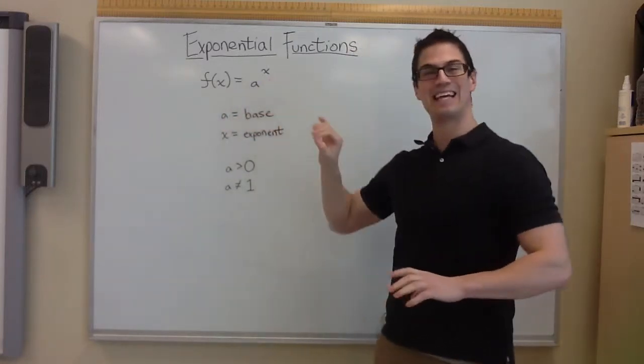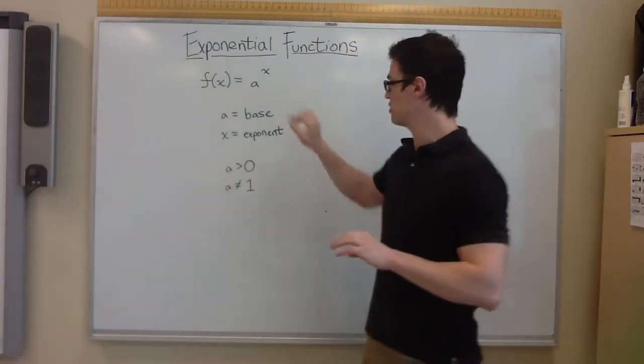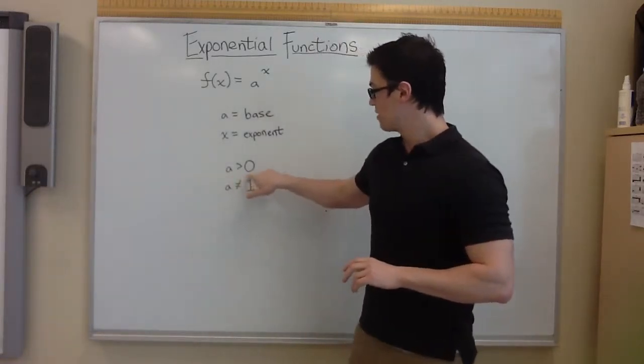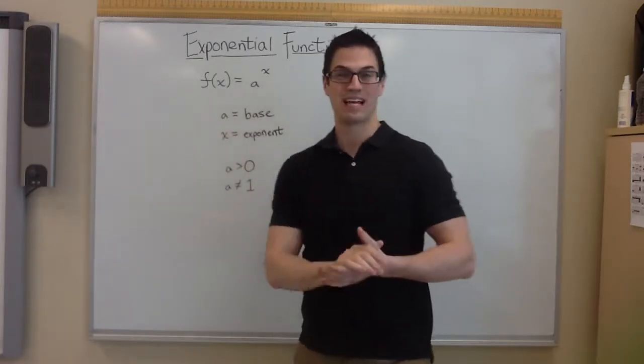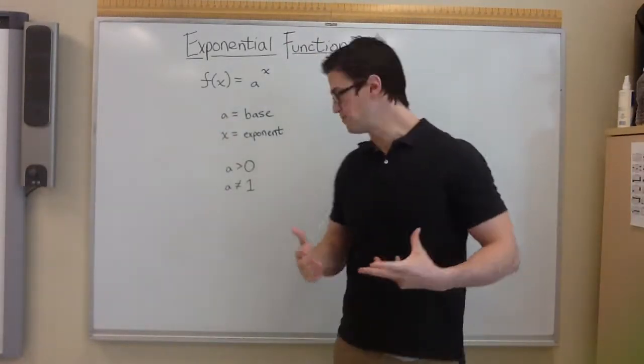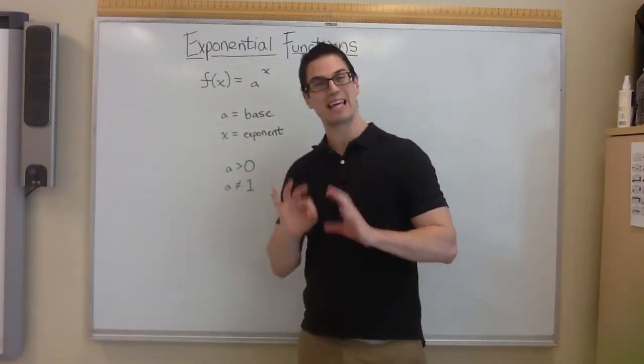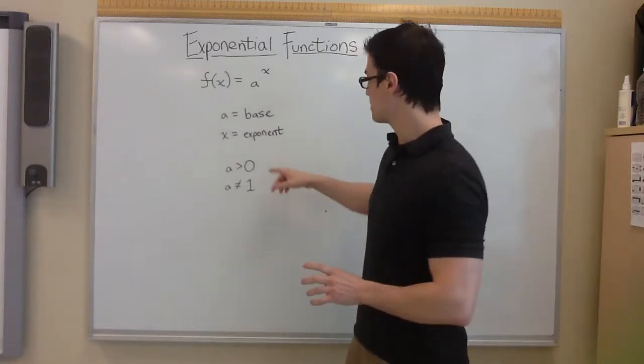f of x equals a to the x power. This would be considered an exponential function if a is greater than 0. So you can't have any negative a's, and you can't have it be equal to 0, because then it would be a constant function. Also, a cannot be equal to 1. So it can be greater than 0, but it can't be equal to 1. For the same reason, it can't be equal to 0.